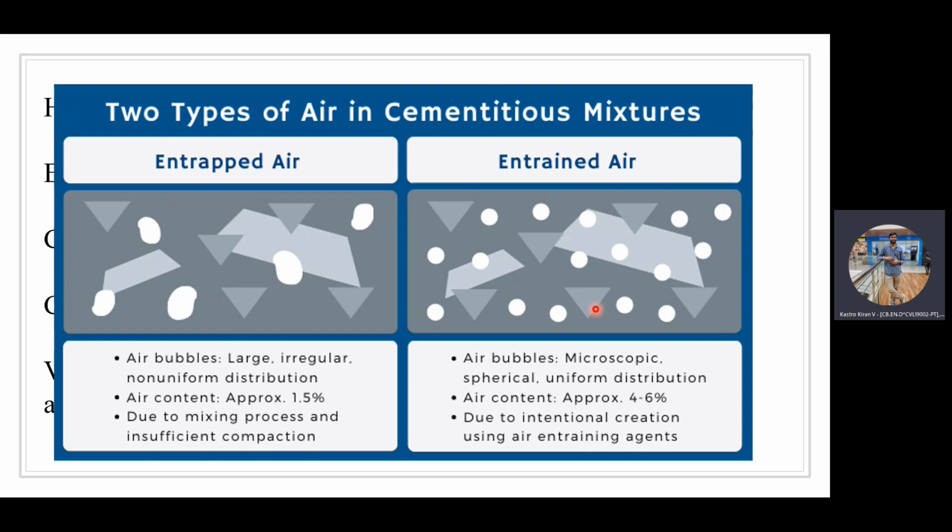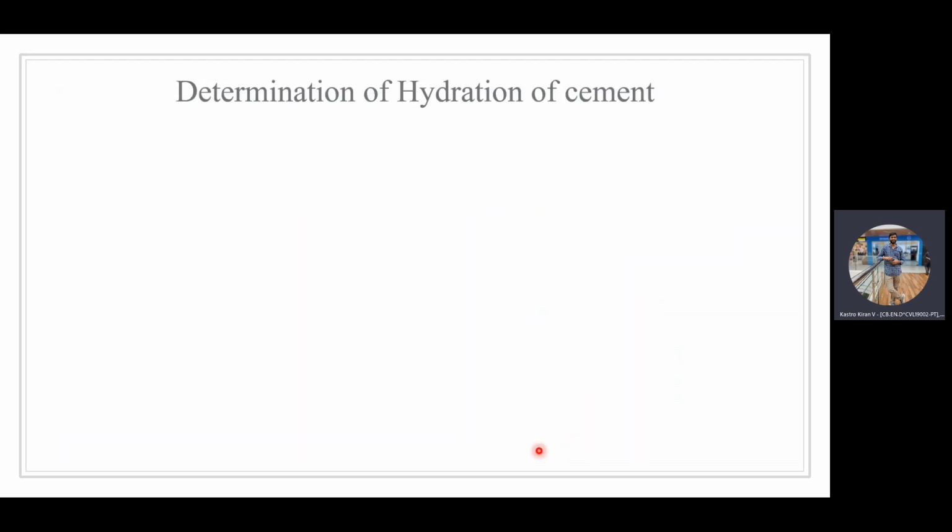that we'll discuss when we are talking about the admixtures topic. We have the air entraining admixtures; there we'll talk about that. But for the time being, just understand that entrained air is the air which is intentionally introduced into the concrete by using certain kinds of admixtures known as air entraining agents.